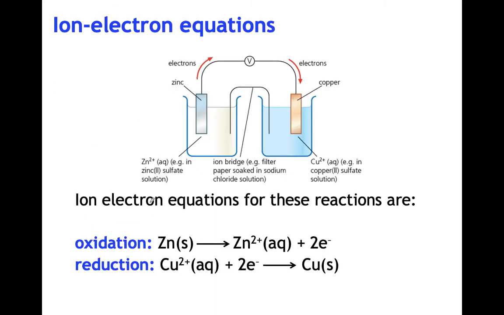So this slide here just summarises the ion-electron equations for the reaction that we've talked about. As I've said, zinc is oxidised to zinc ions and copper ions are reduced to form copper atoms.